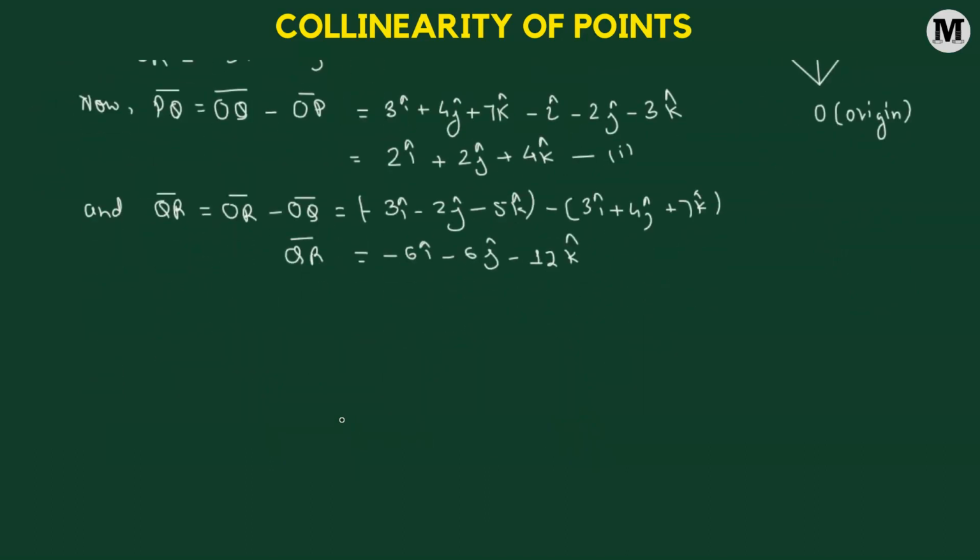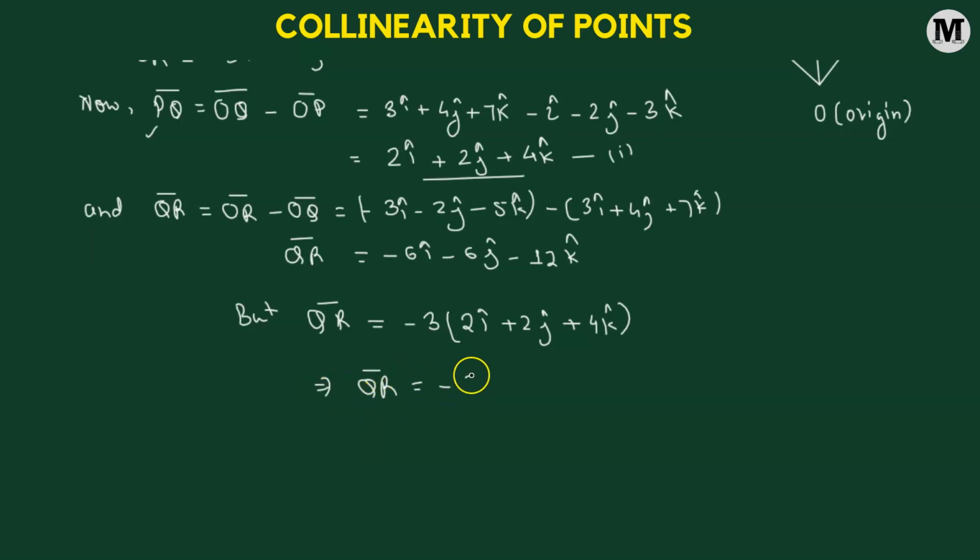However, we see here that QR vector can also be expressed as, if we take, let's say, negative 3 as the common factor, then we have negative 3 multiplied by 2 I cap plus 2 J cap plus 4 K cap. Fine. Now what is 2 I cap plus 2 J cap plus 4 K cap? This is the vector PQ. We have already defined it in equation number 1. This implies that QR vector equals negative 3 times the vector PQ.